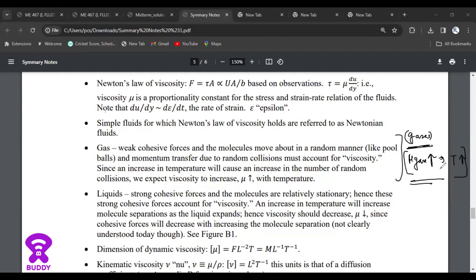If you talk about the liquid, what will happen? The opposite. In liquids, the cohesive forces or intermolecular forces are strong as compared to momentum transfer. When I increase the temperature, these intermolecular forces will become weak. Because two liquid particles have a bonding, and if I increase the temperature, this bonding will be weak, and they will try to move away from each other. So the intermolecular forces will be very weak. That's why when I increase the temperature, the liquid viscosity will decrease.